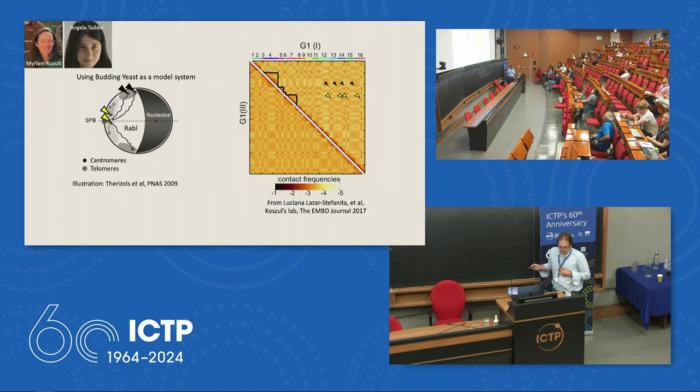But today I will talk to you about another project. It is a project with Angela Taddei, where we work in yeast. And yeast is a very interesting organism where the chromatin configuration is well known. There's a symmetry between the spindle pole body and the nucleolus. The chromosomal arms go inside the nucleus and then end at the nuclear interface, more or less. And this has been confirmed by contact maps.